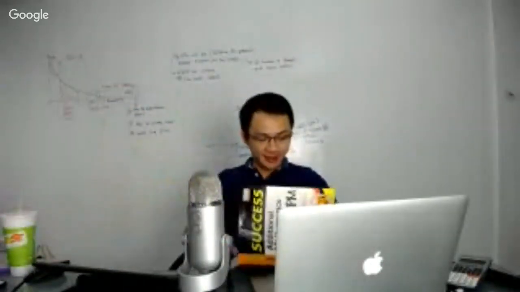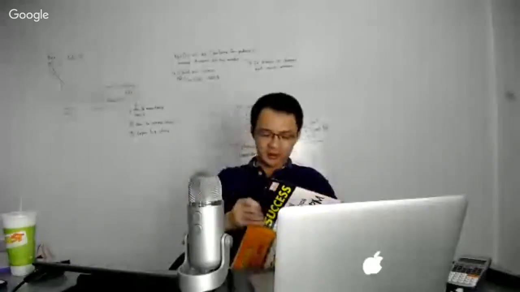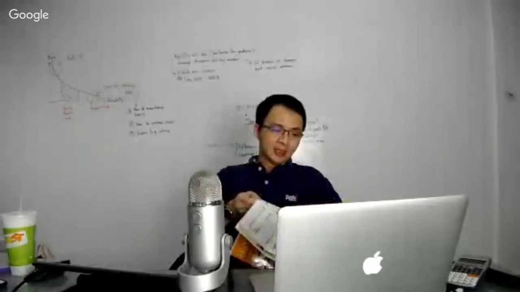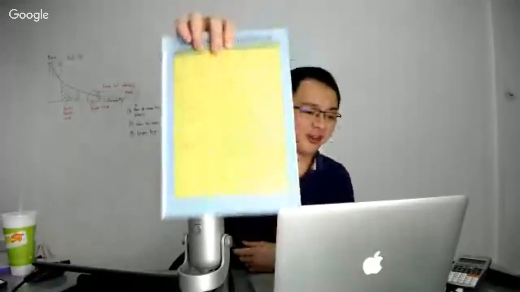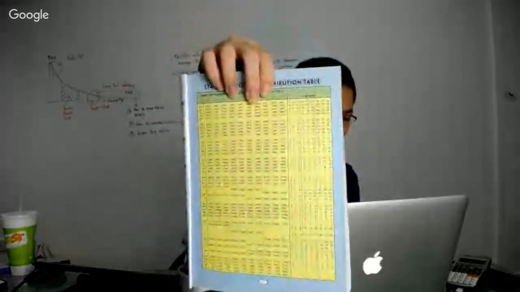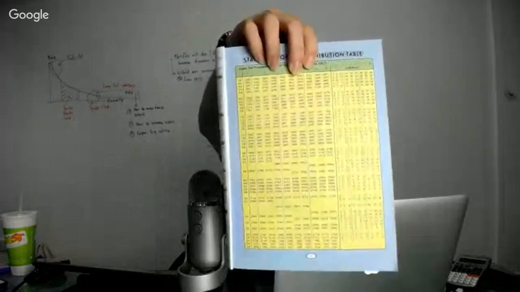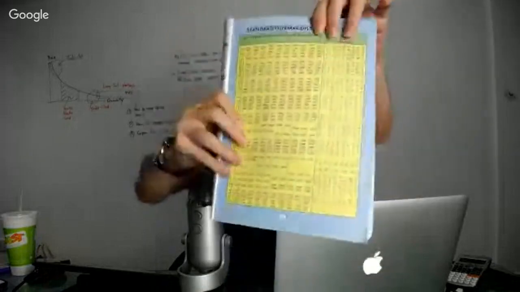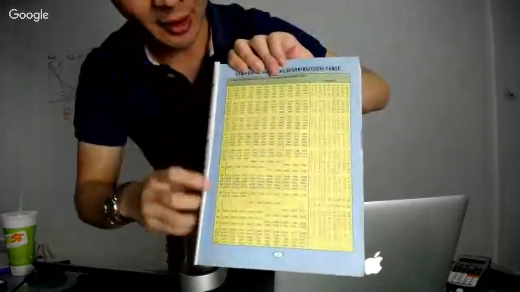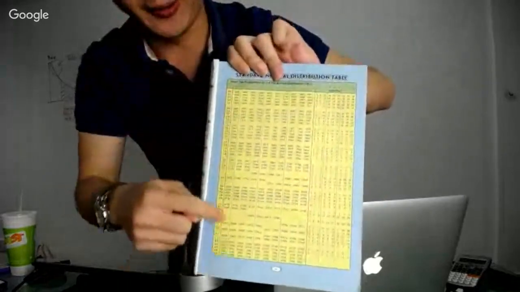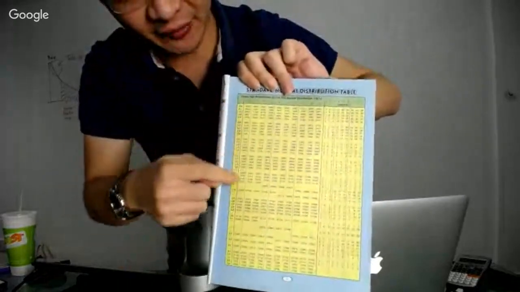Okay, but I'm not sure whether you can see it or not. You have this z value table. From the z value table over here, you should see something like this. Over here, this is z-score. Everything here is z-score.